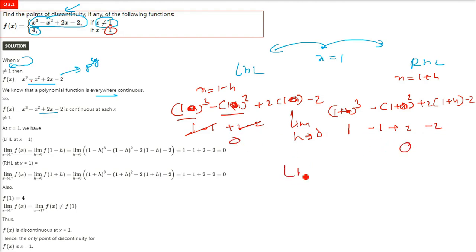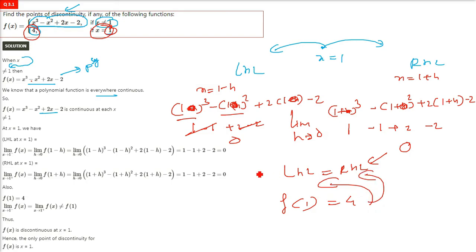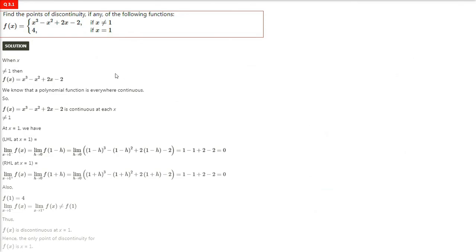Now since we said, okay, it is continuous everywhere, this polynomial function, it is okay. Since the question is also saying that when it is x equals 1, that is f(1) is equal to 4. It is given in the question itself. That means the left hand side and right hand side are meeting, but the value of the function at 1 is 4. So it is discontinuous at x equals 1. So the only point of discontinuity for this function f(x) is x equals 1, because the question has been formed in such a way that it is not continuous at x equals 1.